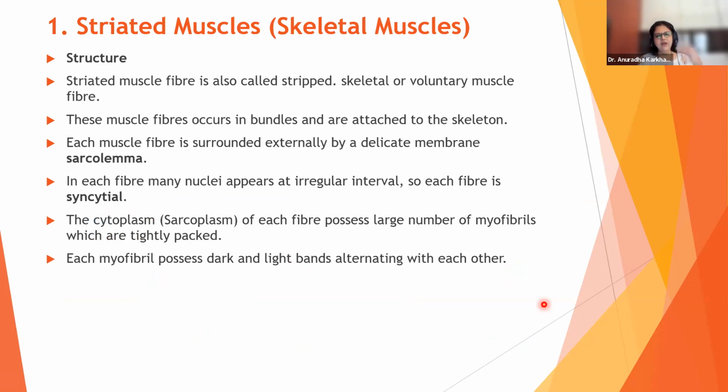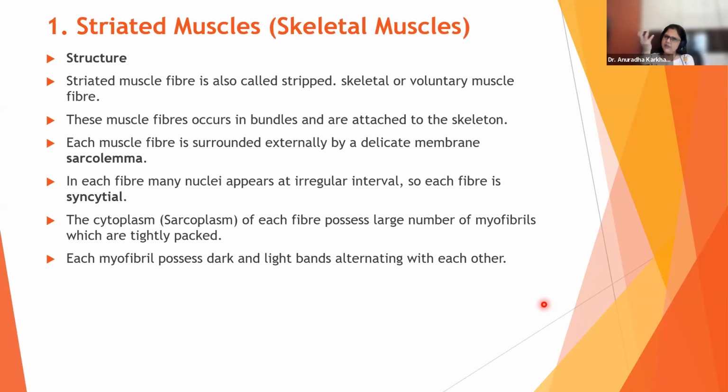We have done this now. How they are attached also we have seen. Correct? Each muscle fiber is surrounded externally by a delicate membrane called sarcolemma. याद है? पूरा का पूरा मैंने sarcolemma का explanation दिया था आपको. कैसे होता है sarcolemma? In each fiber, many nuclei appear at irregular intervals. So this particular fiber appears to become multinucleated, जिसको हम syncytial कहते हैं.